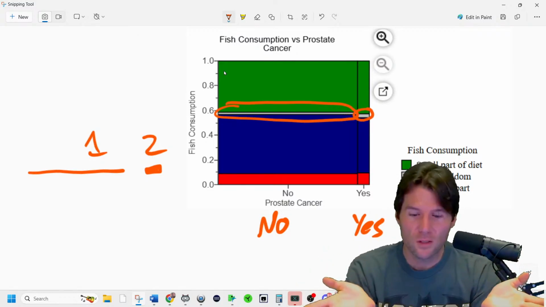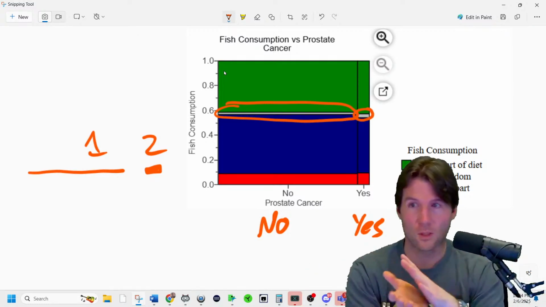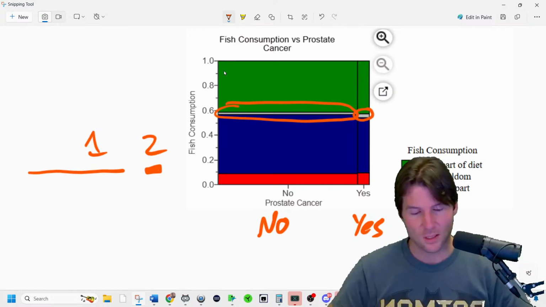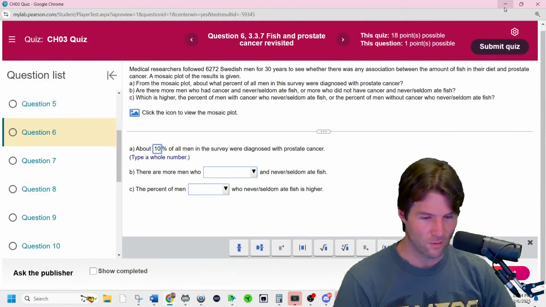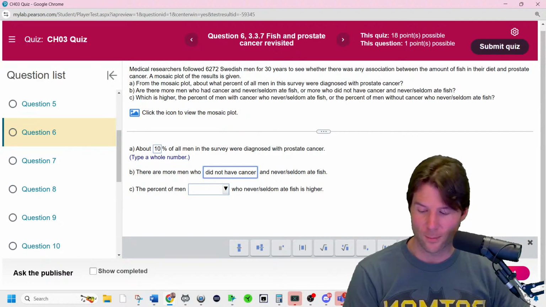Think of it like a pizza. If I give you slice 1 or slice 2, you take the bigger slice because you want more pizza. You don't care about how tall it is, though these are breadsticks, and I'm just hungry for lunch. So the no group, those who did not have cancer, has more observations in it.